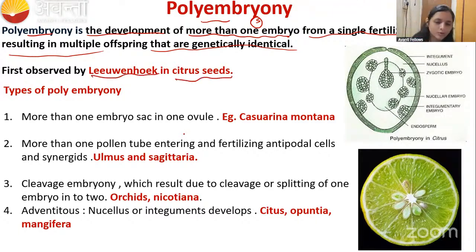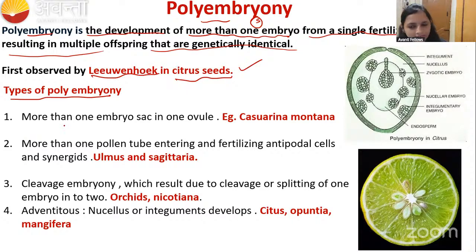You all know these seeds, right? In the lemon and in the orange. In the orange, he took one seed and observed that the one seed consisted of more than one embryo. There he identified the types of polyembryony.